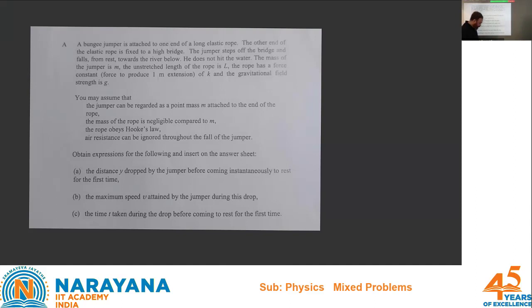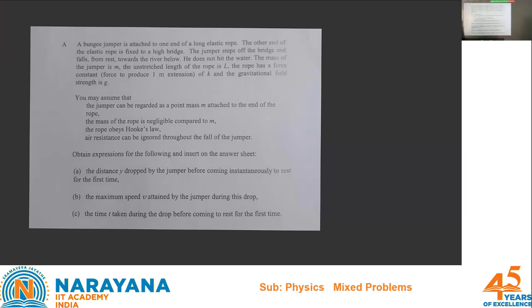In this problem, a bungee jumper was attached to one end of a long elastic rope, and the other end of the elastic rope is fixed to a high bridge. The jumper steps off the bridge and falls from rest towards the river below. It does not hit the water.